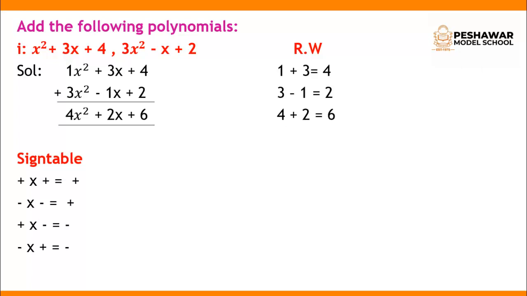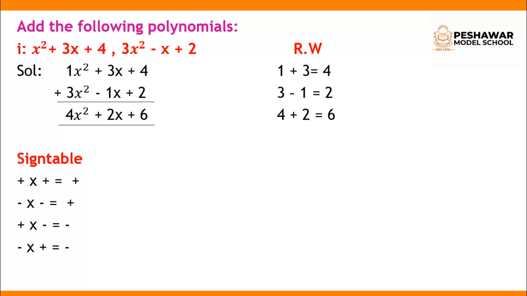The first step is to arrange the polynomial in descending order. Descending order means from greater to smaller. You have to arrange the polynomial by their powers, so the greatest power is 2, then the next power is 1, and the power of the constant is 0. So we have to arrange the polynomial in descending order.